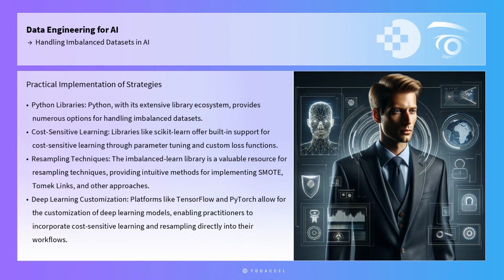The Imbalanced Learn library, mentioned earlier, is a valuable resource for resampling techniques, providing intuitive methods for implementing SMOTE, Tomek links, and other approaches. Additionally, platforms like TensorFlow and PyTorch allow for the customization of deep learning models, enabling practitioners to incorporate cost-sensitive learning and resampling directly into their workflows.